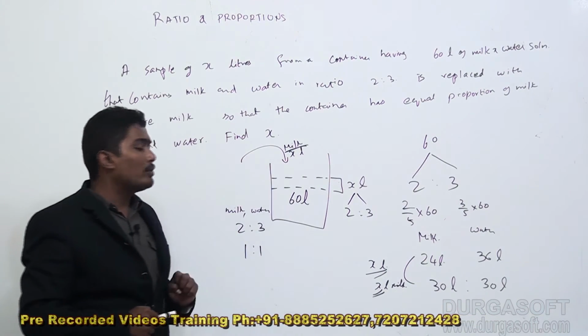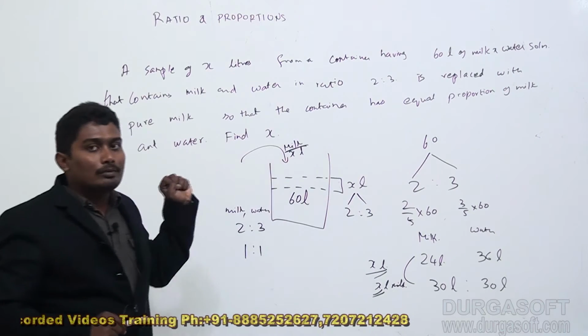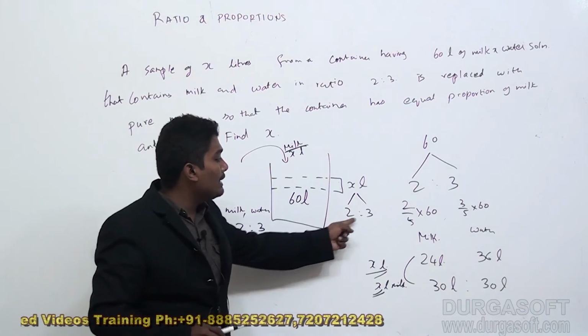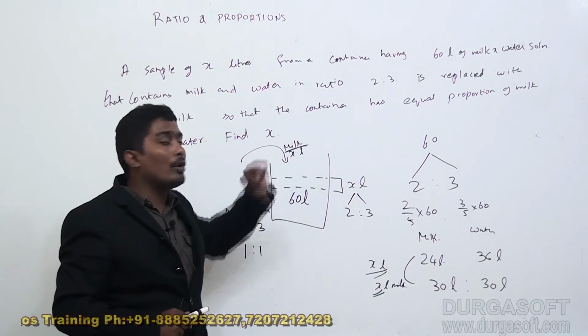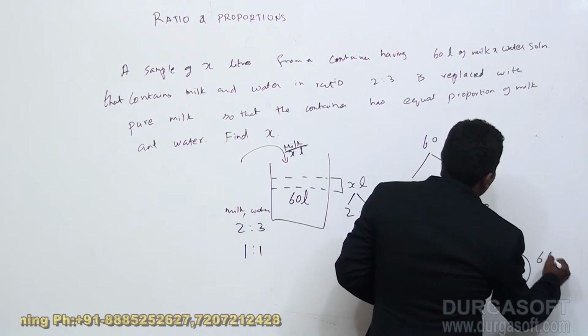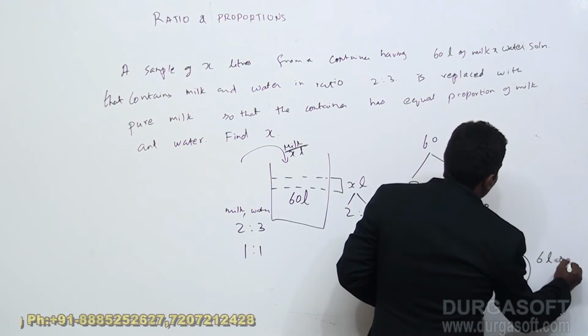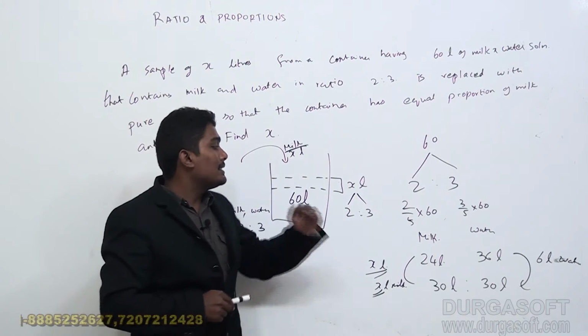Now if you observe carefully, I am removing X liters of solution, so that solution will have both milk as well as water. But when I am adding pure milk again, I will not be adding water, which means I will be removing 6 liters of water.